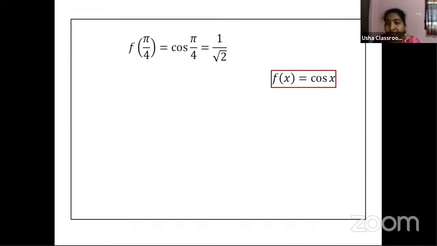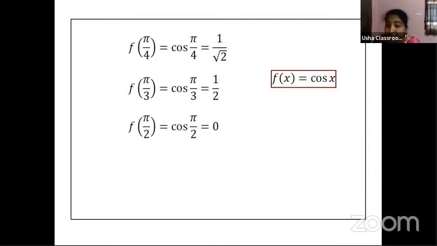Hope you are recollecting all the values of the trigonometric ratios, isn't it? Right. f of pi by 3 is equal to cos pi by 3. Cos 60 degrees is half. Next, f of pi by 2, which is cos pi by 2, that is cos 90 degrees, is equal to 0. So what are the values you have got, children? You have got 1, 1, then root 3 by 2, then 1 by root 2, then 1 by 2, and 0.